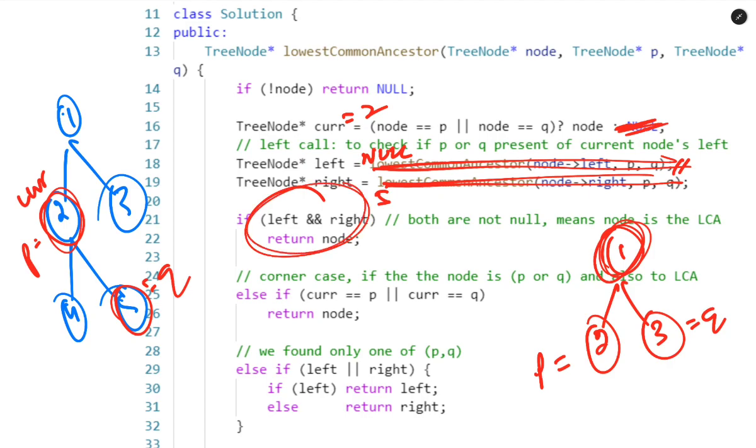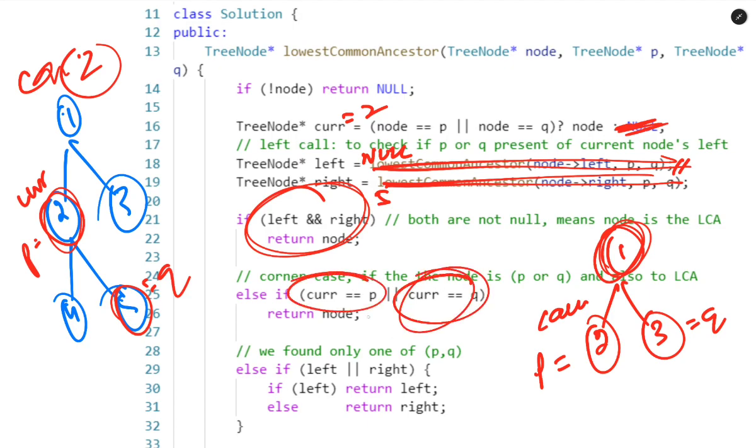So this handles case number 1, and this is case number 2. So we have to handle case number 2 also, right? So what I will be doing is I will say that if current is equals to P or current is equals to Q. So I will say yep, current is equals to P. So this becomes true. So this statement need not be checked and node will be returned because node is our lowest common ancestor. Okay.